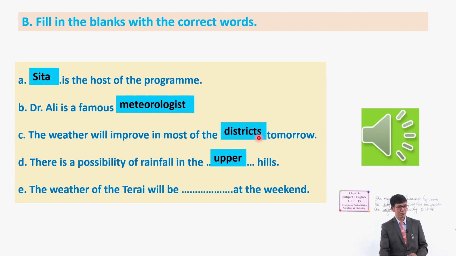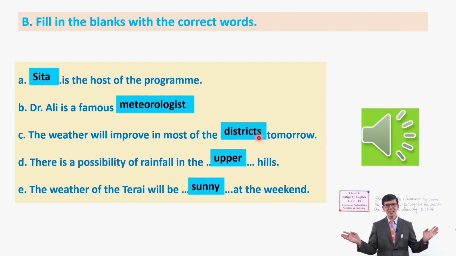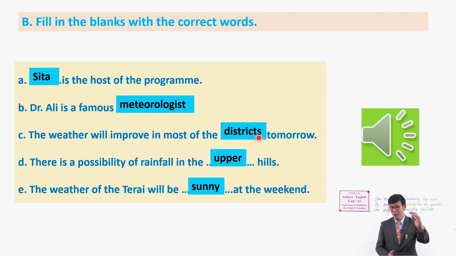And what about the last one, E. The weather of the Tarai will be, what have you written? Excellent. The weather of the Tarai will be sunny at the weekend. This is how you have found pretty correct answers to all the sentences. Excellent. Now, you are pretty fine with these sentences.